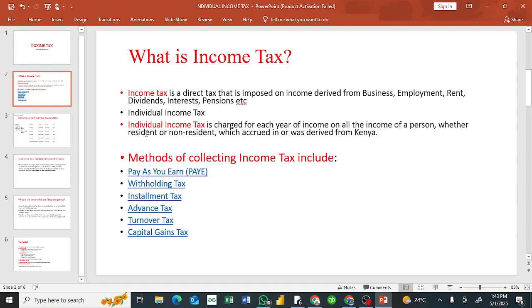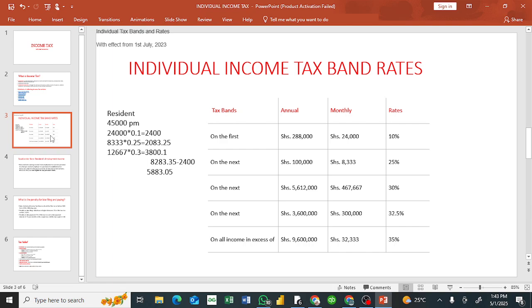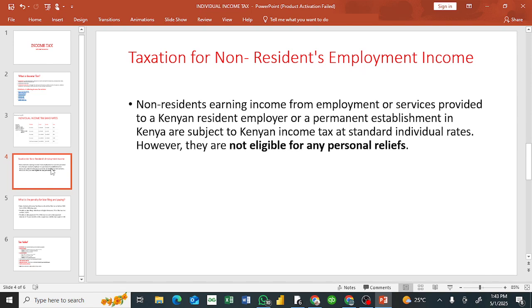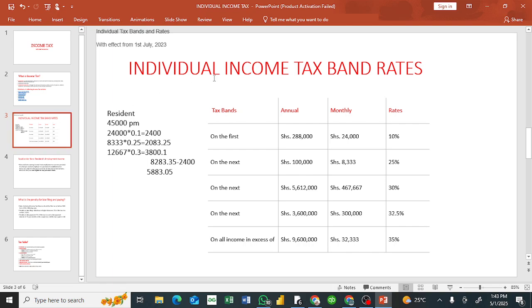I hope you have understood everything about the meaning of income tax, individual income tax, and methods of collecting income tax. So let us look at this part, individual income tax rates. These are the rates applicable for income tax, which also apply to PAYE.